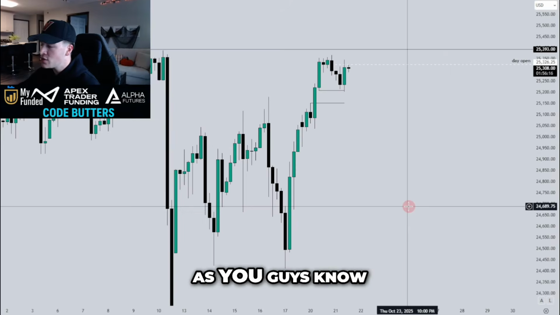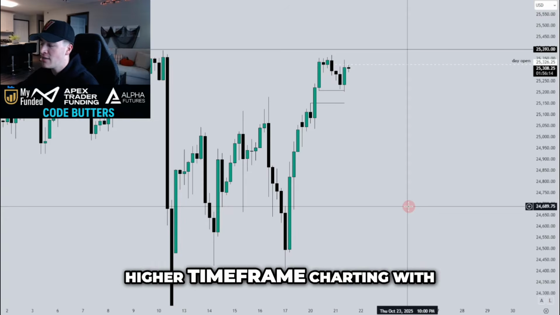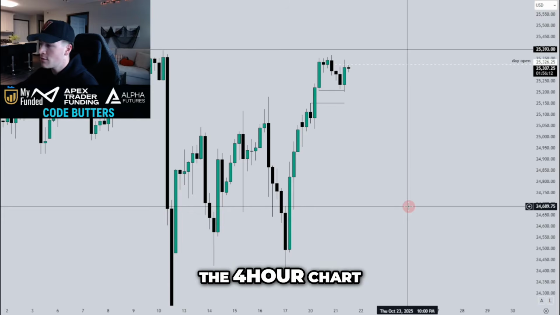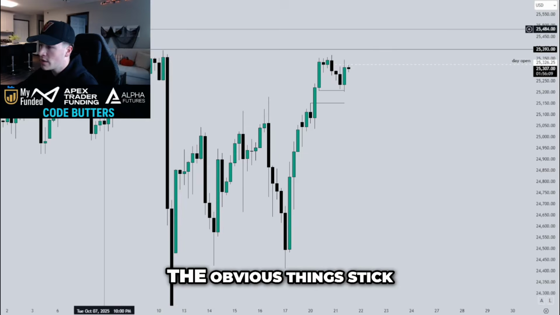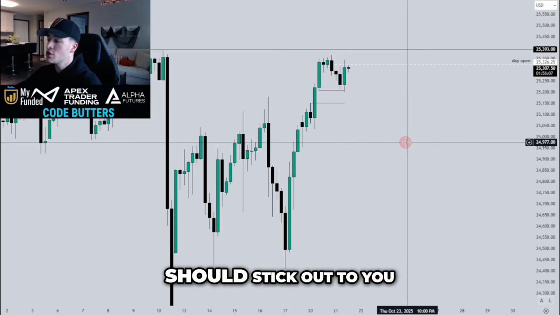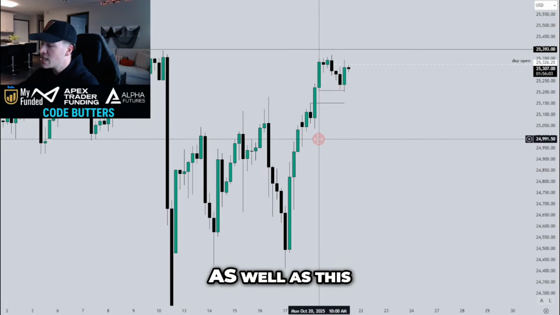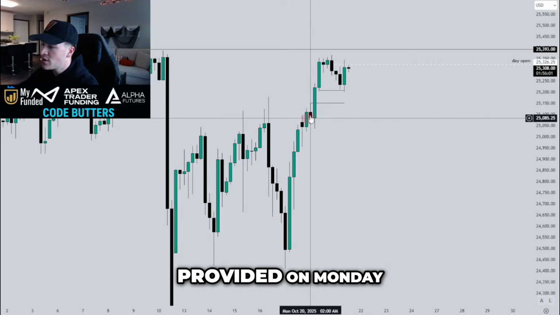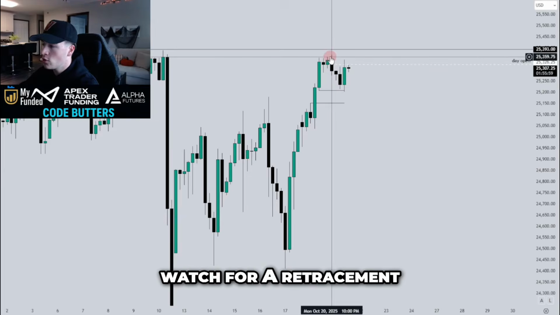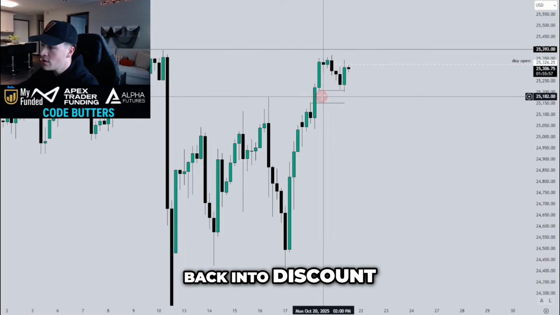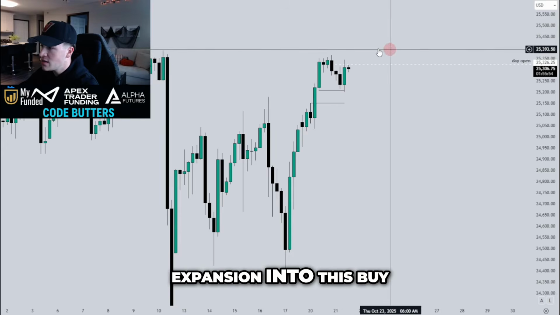As you guys know, I first start my higher time frame charting with the 4-hour chart. As you can see here, the obvious things that stick out to me and should stick out to you are these relative equal highs on the 4-hour, as well as this expansion leg that we provided on Monday, in which we would watch for a retracement back into discount to then catch more expansion into this buy side liquidity.